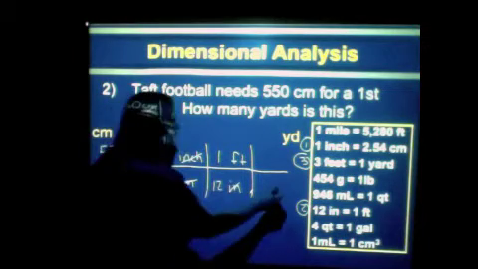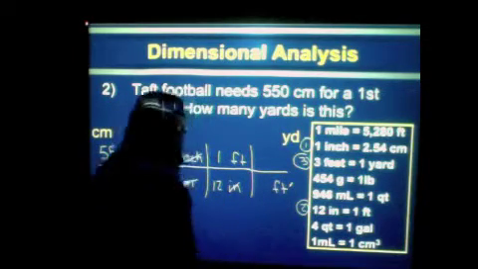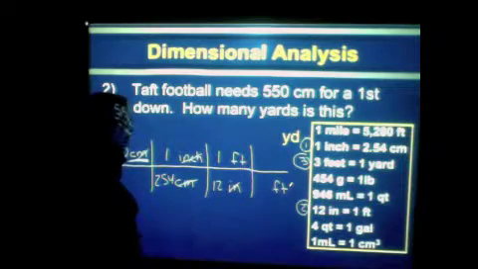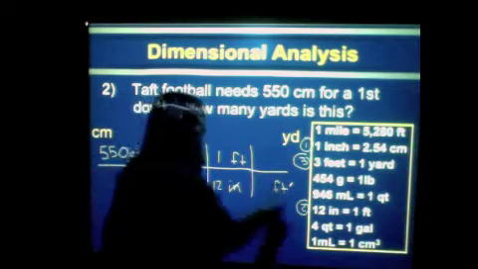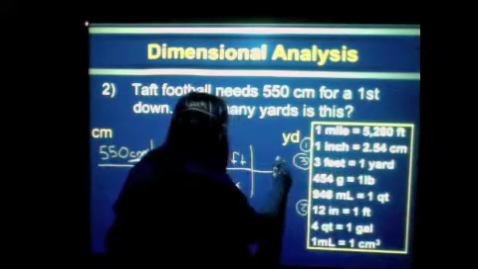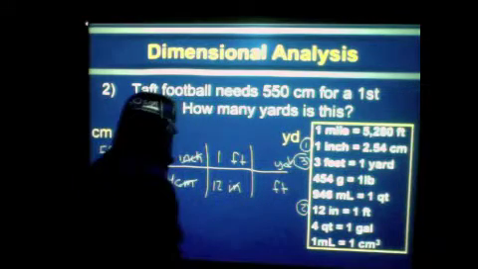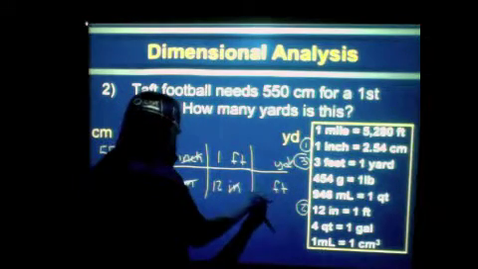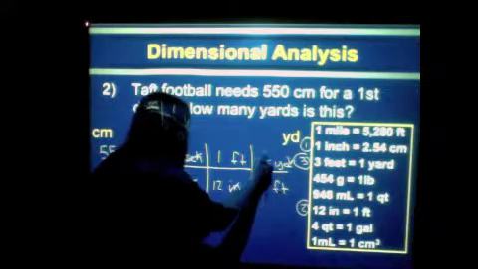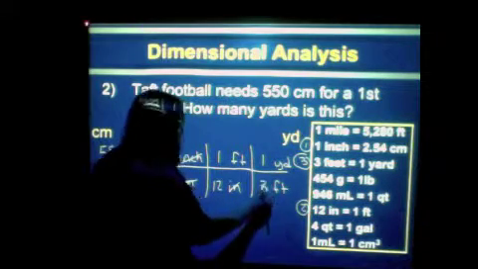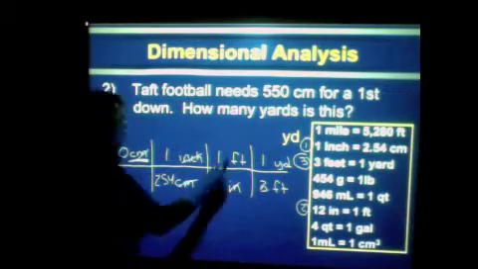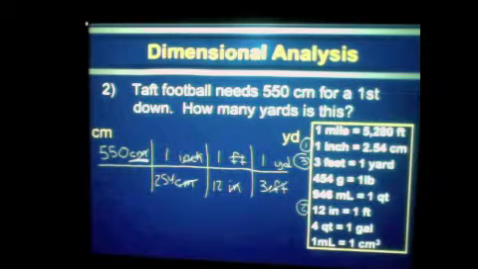We have feet on top, we're going to put feet on the bottom. And whatever you're trying to get to in that particular step goes on top. So we're going to go from feet to yards. So how many yards are in a foot? So we got 1 yard per 3 feet. Feet canceled. Is yards our final destination? Yes. So now you're going to multiply the top and divide by the bottom.